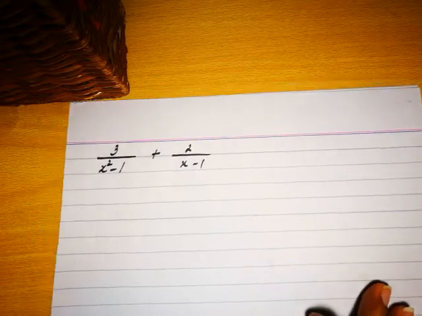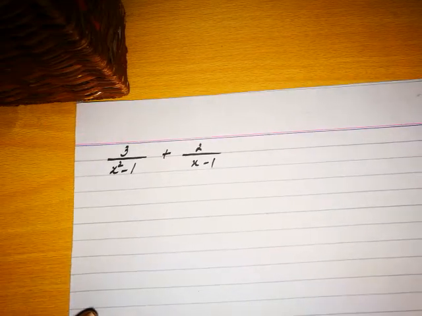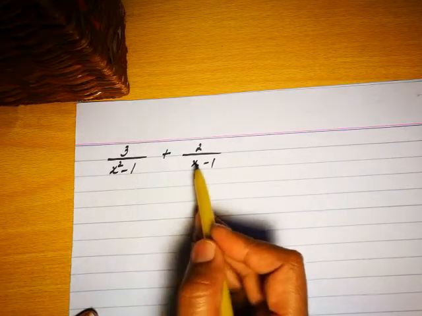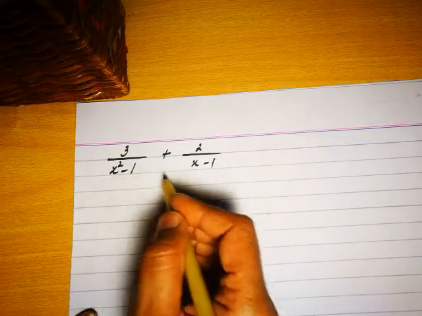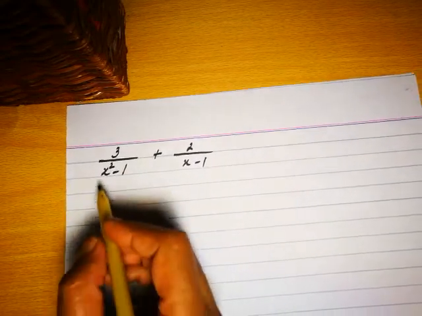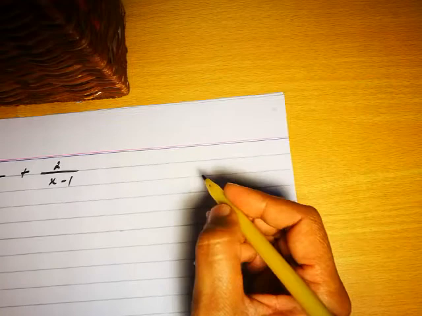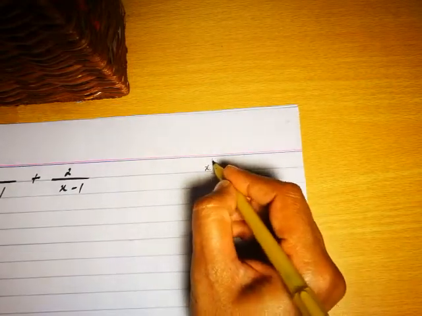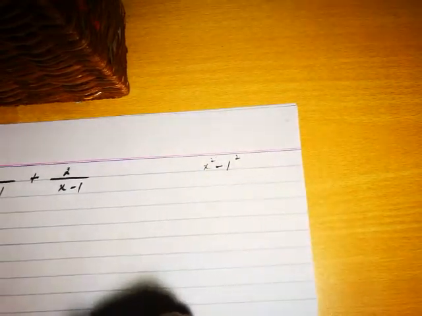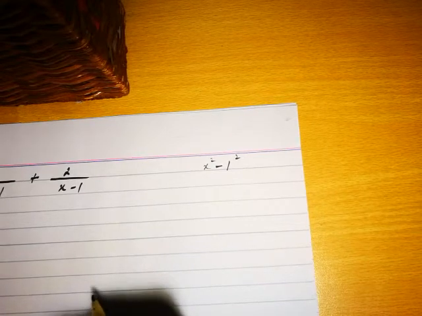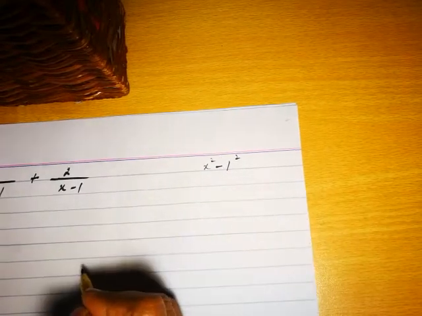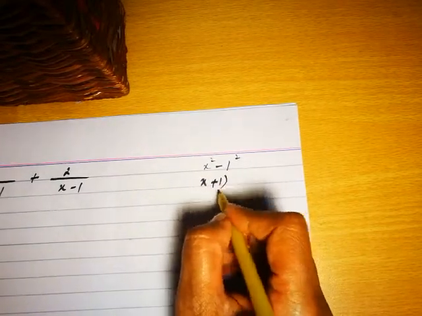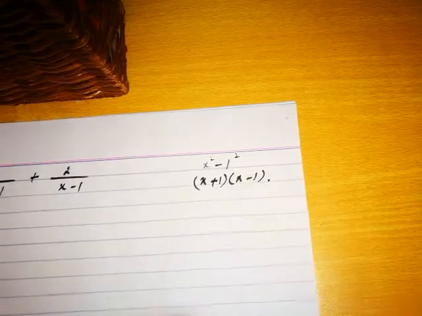Now, let's see a question which has x squared minus 1 and x minus 1. Before you start the solution, focus on x squared minus 1. Remember, x squared minus 1 squared can be solved using the third identity, and it will give you x plus 1 and x minus 1. Bingo.